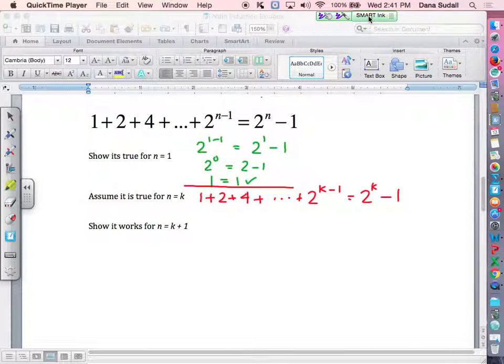Okay, and then if it works for the next term, then it's got to work for every term prior to that. So we're going to add the next term on. The next term would be 2 to the, instead of k, it would be k plus 1 minus the 1 that's there.